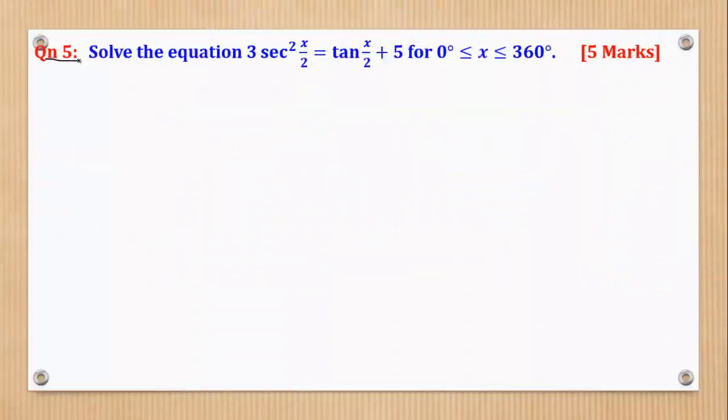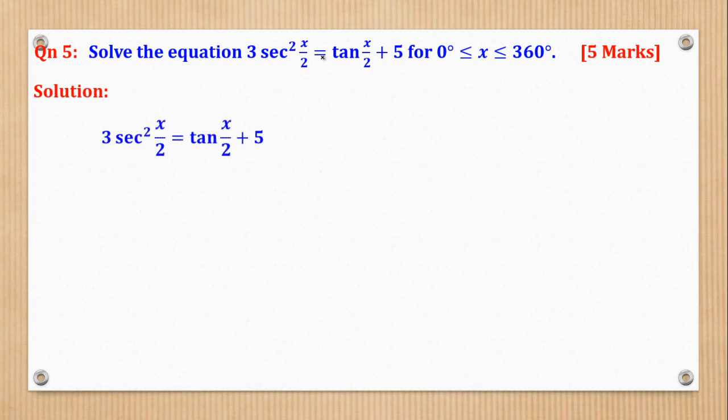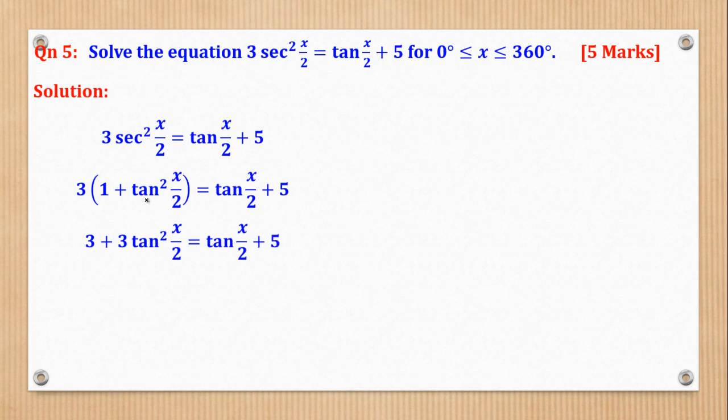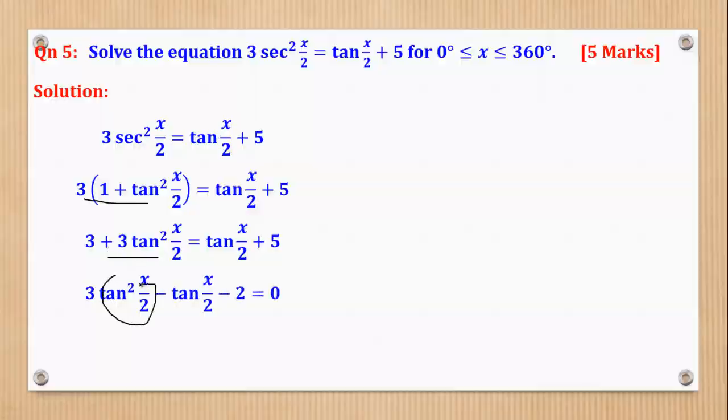Then question 5 says solve the equation this for that. You shall first rewrite the equation, then remember that this can be got in terms of tan. So sec squared x over 2 is the same as 1 plus tan squared x over 2. Now you can rearrange into a quadratic. Opening brackets, I've got that. Then rearrange into a quadratic, beginning with the squared term, the term with x alone, and the constant.